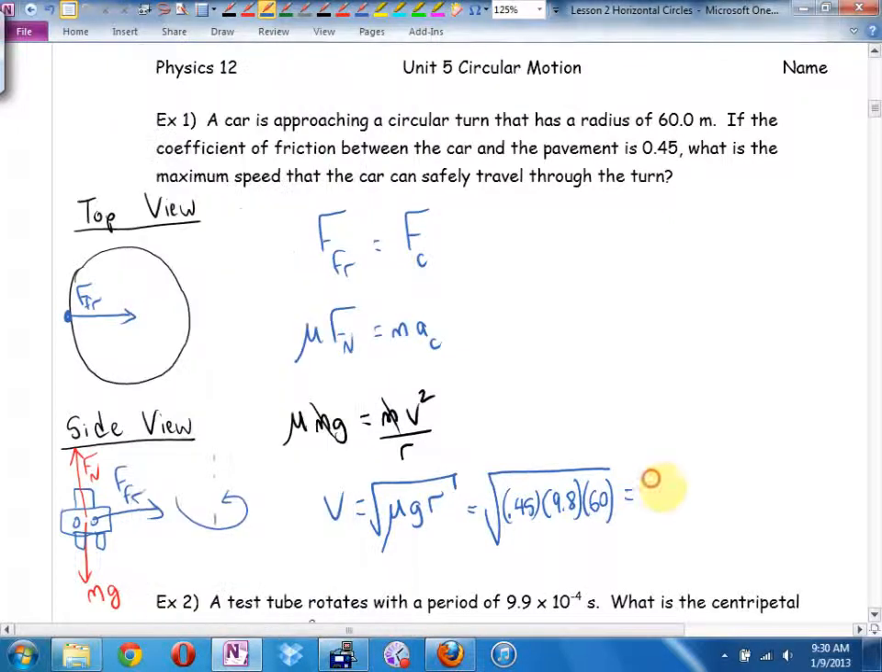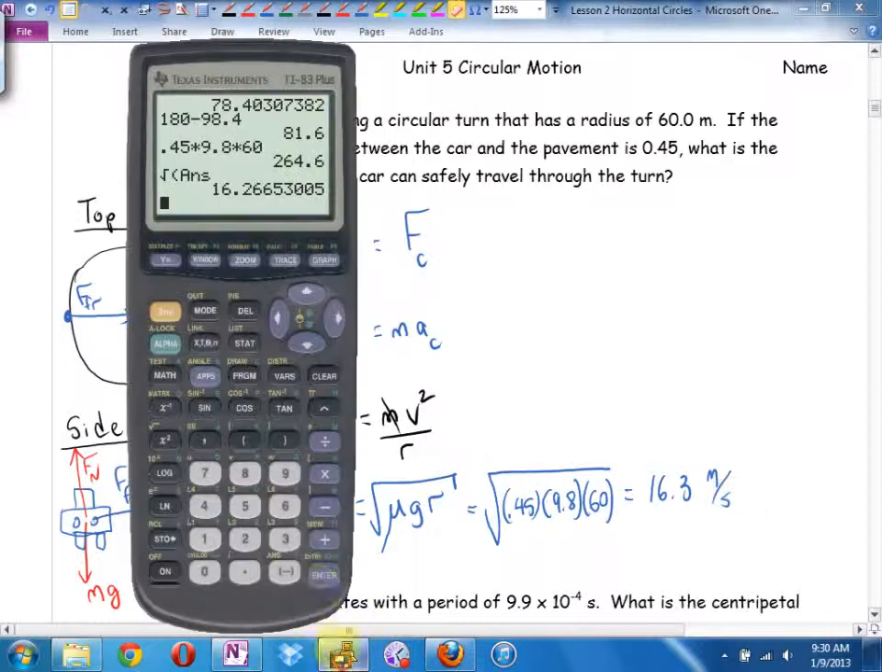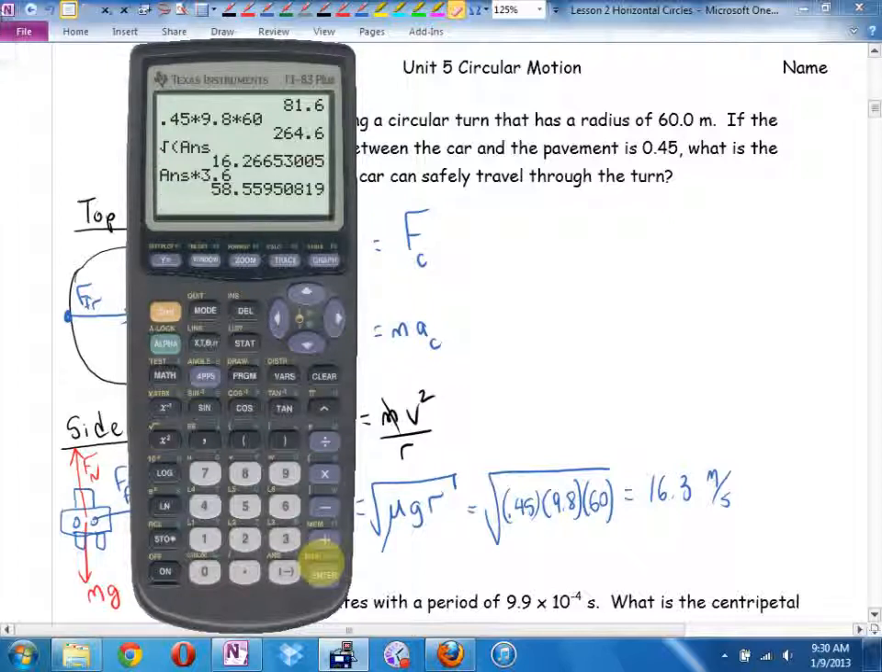$16.3. Or if I multiply by 3.6, you know what? You could do this corner at 60 kilometers an hour. Actually, no. At 60, you'd start to slide. You could certainly do this at 50 kilometers an hour. If you went 60, you'd start to slide on the pavement outwards because your inertia would be wanting you to keep going in a straight line.